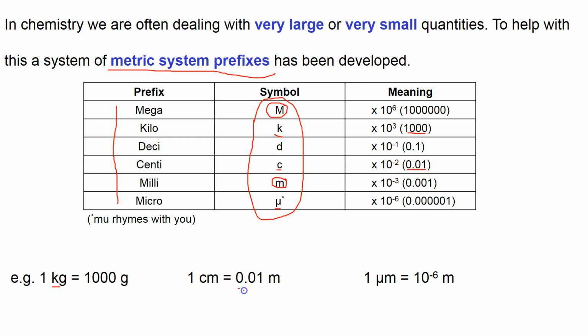I tend not to use the decimal form for these powers of 10. I tend to do what I've done over here and actually write the power of 10 out. So 1 micrometer, we can just replace the mu symbol here with its power of 10. So 1 micrometer equals 10 to the minus 6 meters. So we can replace a power of 10 with a letter, or alternatively we can replace the letter with a power of 10 to get the size in terms of the base unit.